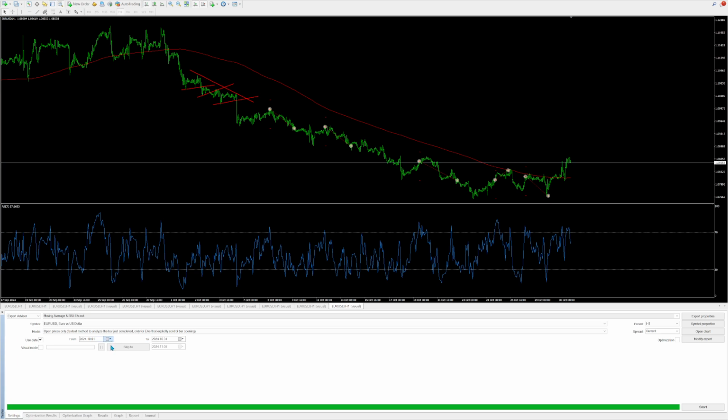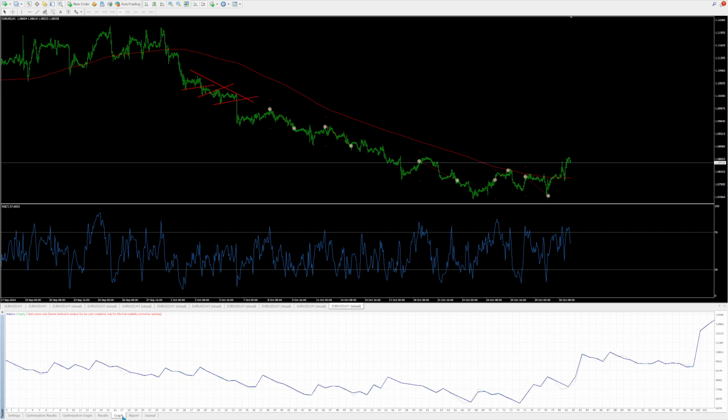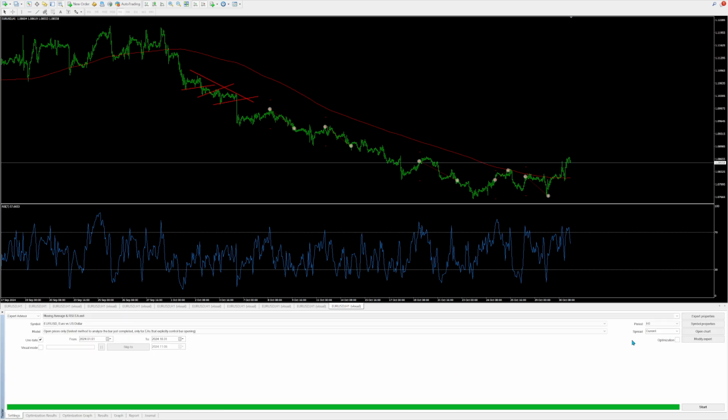For example, we've just done that for the previous month and it looked good. If we run those settings for the previous year, not so good. You can only see from when we started our optimization is when the graph really took off. So we could always optimize the previous year.